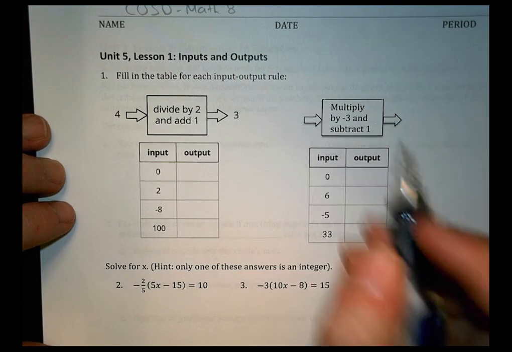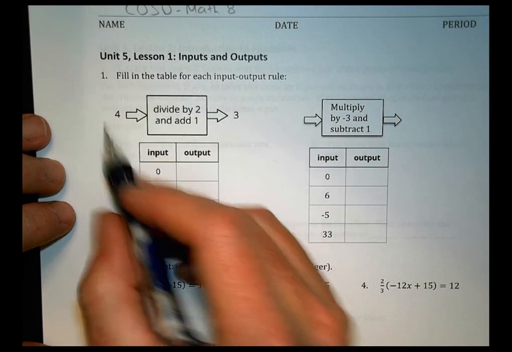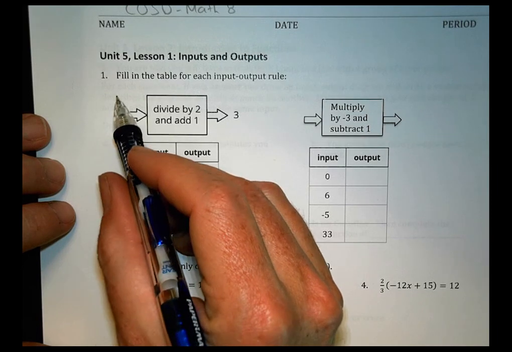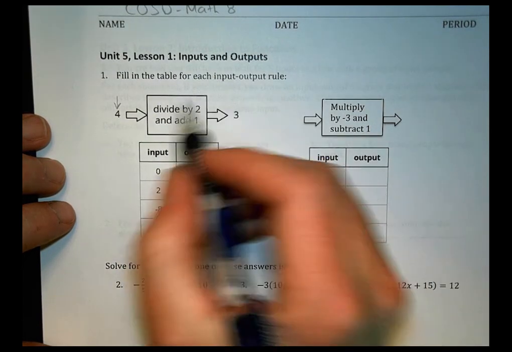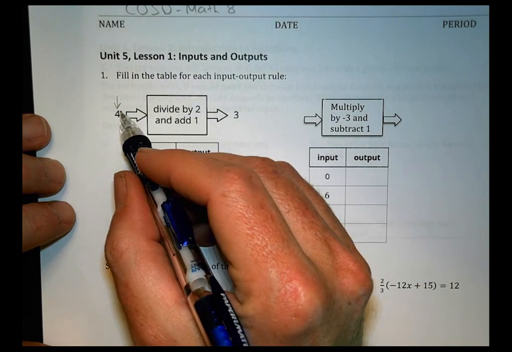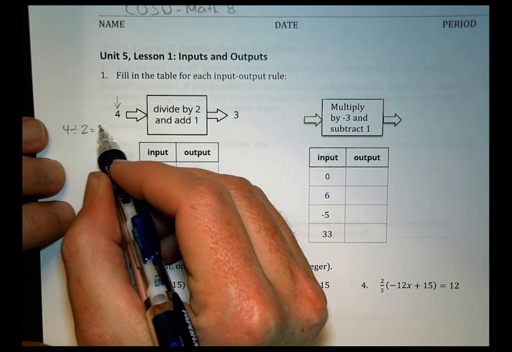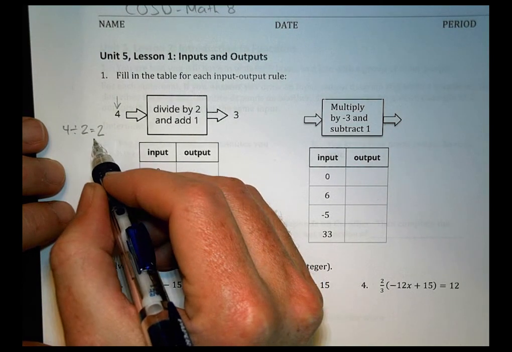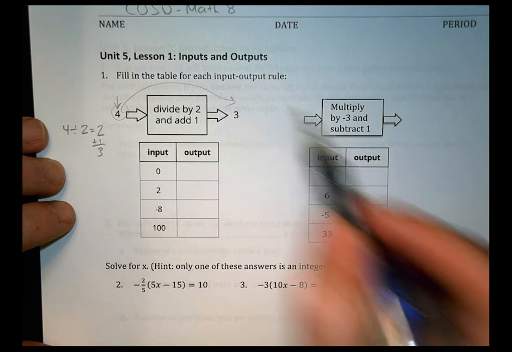So for the first one, let's take a look here. We have, fill in a table for each input-output rule. And on the homework it says you're putting in a 4 into this little machine here, and you're coming out with a 3. And the way you go from a 4 to a 3 is you divide by 2 and then add 1. So if you think about 4 and you're dividing it by 2, 4 divided by 2 is 2. And then when you add 1 to that, you end up with 3. So you can see how you go from a 4 to a 3.